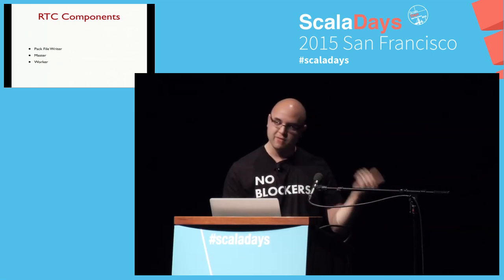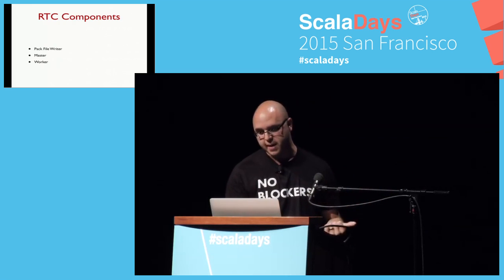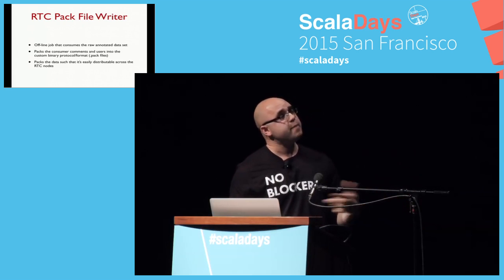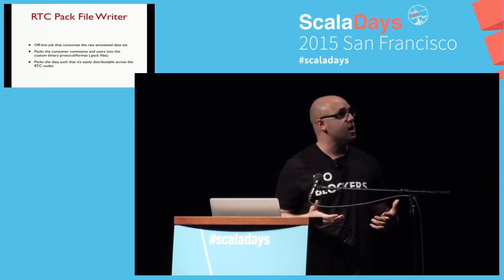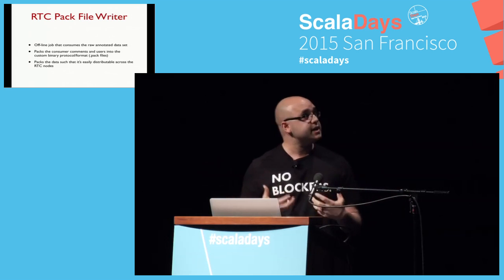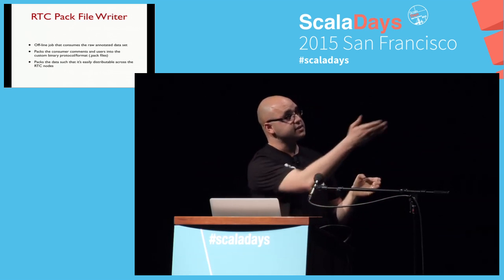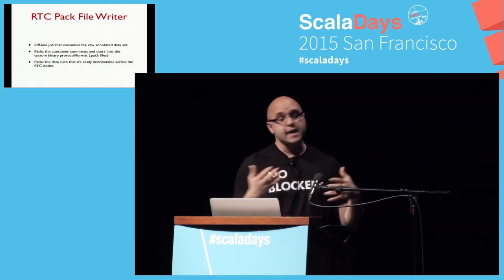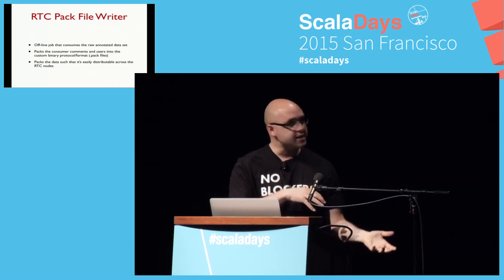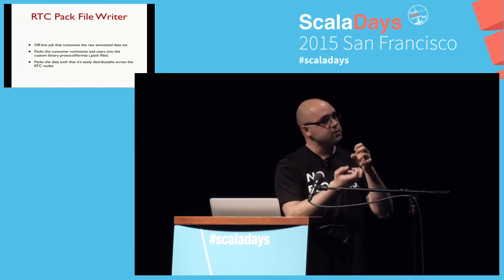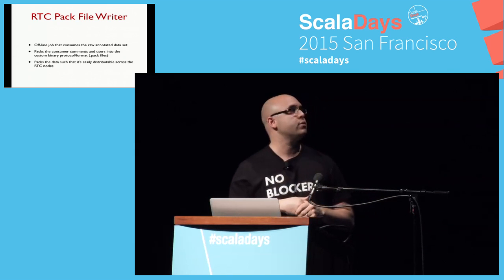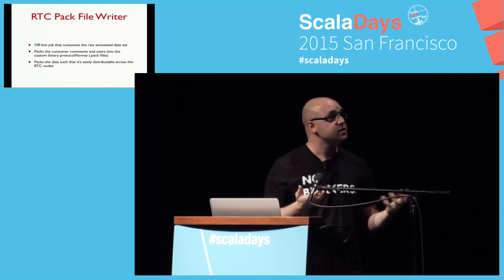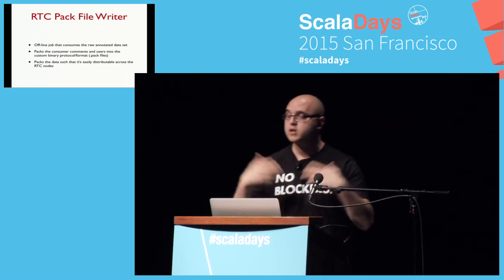So, digging into some of the RTC components. I don't have it on that diagram, but there is a pack file writer, the thing that actually generates the pack files, the master, and the worker. The pack file writer is an offline job that consumes the raw annotated data set and builds these .pack files. So what is in the pack files? It's the data that was in the human readable data set, but in a packed custom binary protocol that we've developed for our data. It also packs the data such that it's easily distributable across the RTC workers.